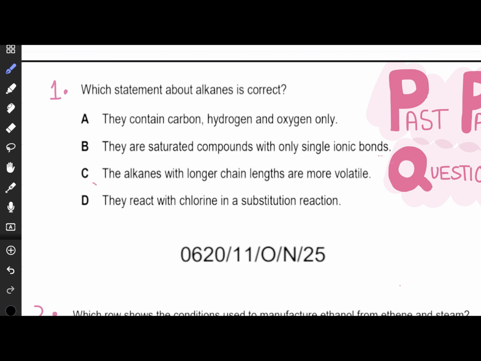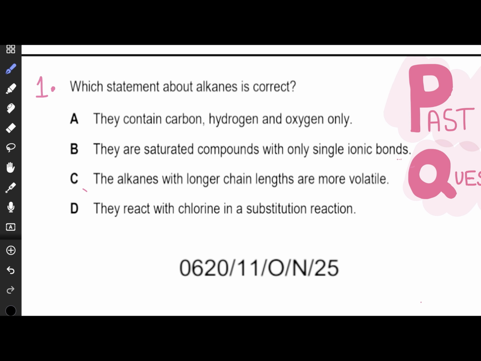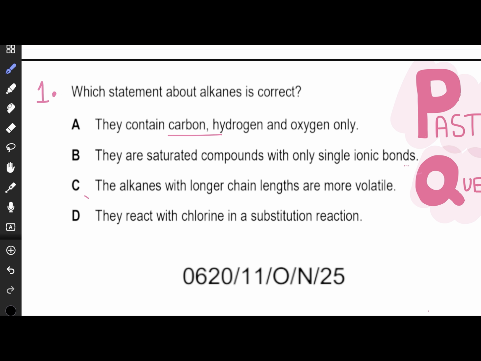Alright, so let's solve question number 1. It says which statement about alkanes is correct? Option 1 says they contain carbon, hydrogen, and oxygen only. Yes, they do contain carbon and hydrogen, but they do not contain oxygen because alkane is a pure hydrocarbon, and therefore it's not a derivative, so this is wrong. The second option says they are saturated compounds with only single ionic bonds. Well, they are saturated compounds, but they do not contain ionic bonds because in the whole of organic chemistry, we're just talking about covalent bonds. So this is also wrong.